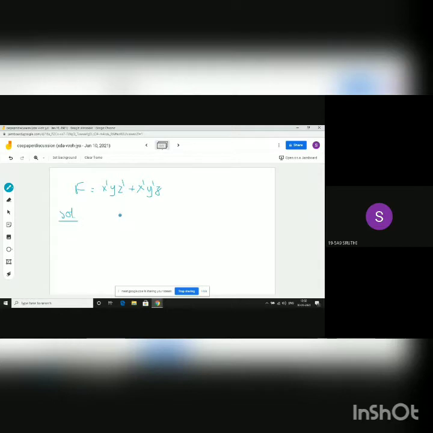Let's write down the given expression, that is x bar y z bar plus x bar y bar z, the whole complement. This is what we need to find.